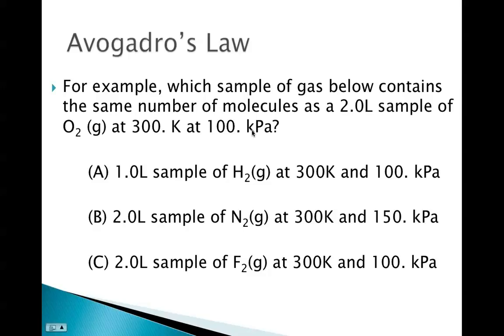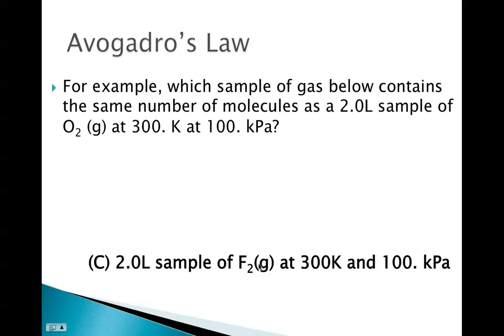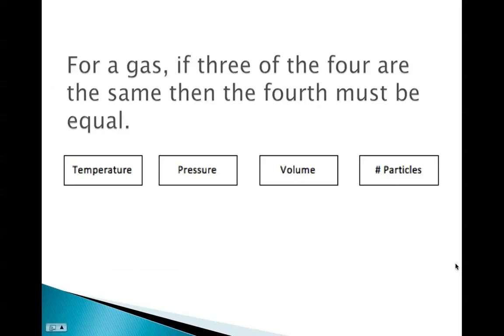So the only one that matches that criteria of the O2 would be letter C, the sample of F2 that has the same volume, the same temperature, and the same pressure. Basically, if 3 of the 4 are the same, temperature, pressure, volume, or number of particles, the fourth must be equal. When we look at Avogadro's law, temperature, pressure, and volume have to be the same in order for them to have the same number of particles.